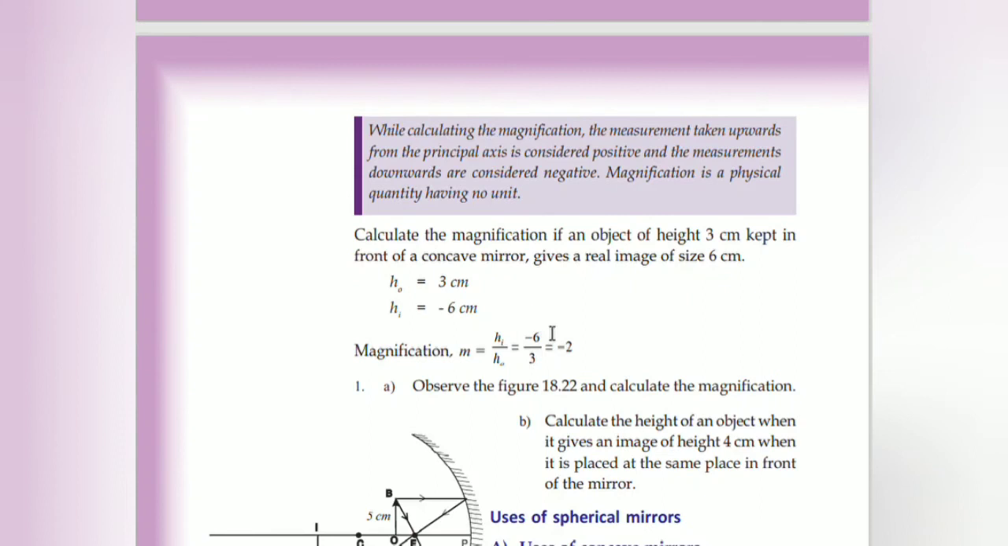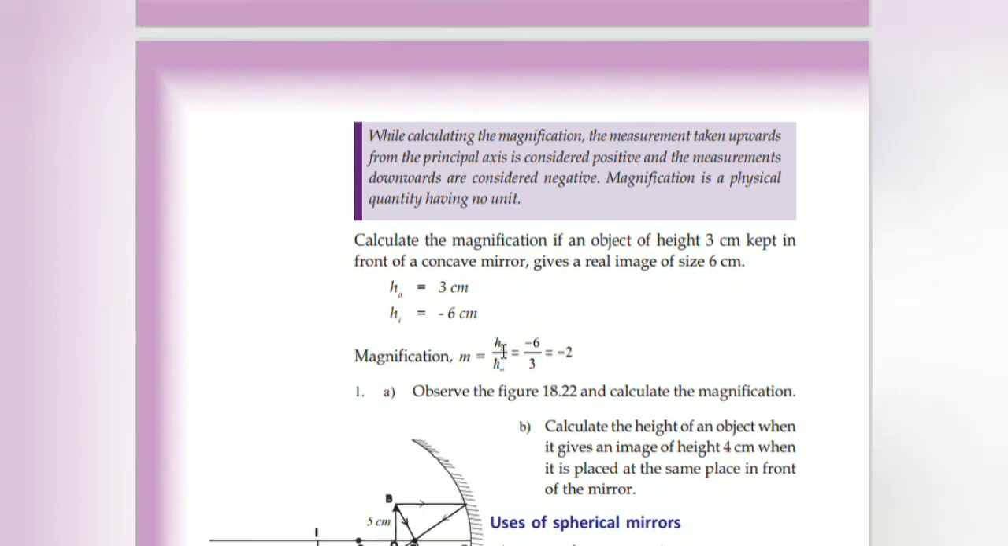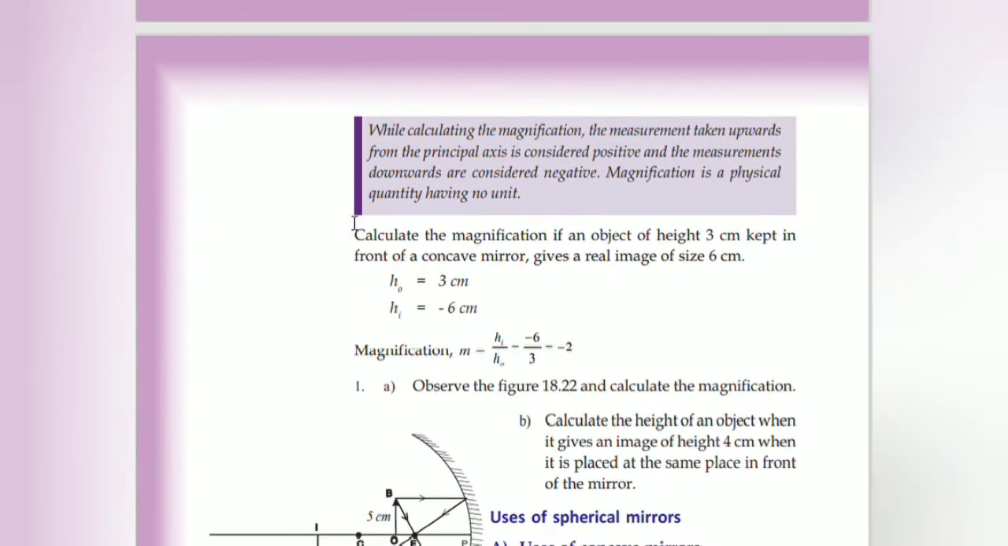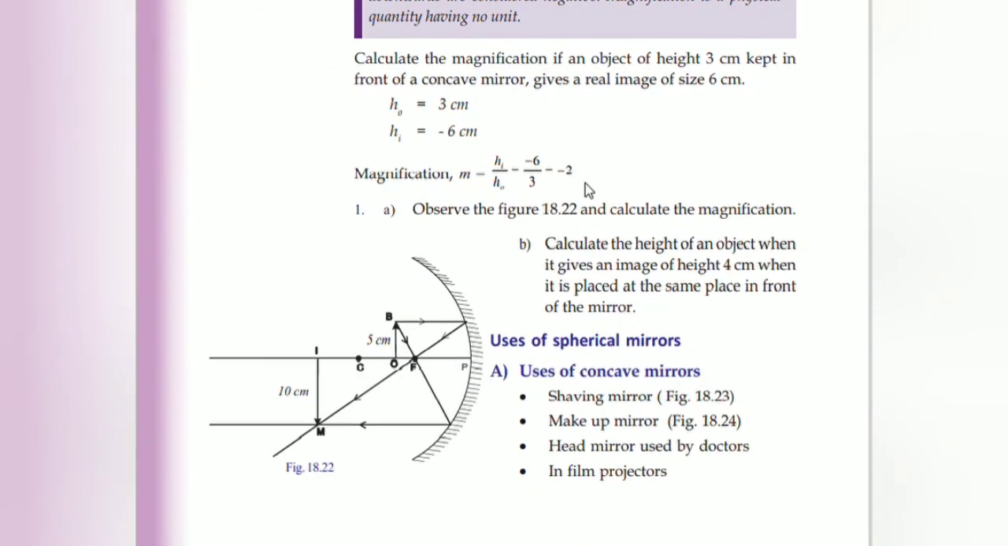അപ്പോൾ എന്താണ്, the downward direction will be negative, that is negative 6 cm. So magnification m equal to hi by h0, size of the image to that size of the object. Minus 6 by 3, that is equal to minus 2.